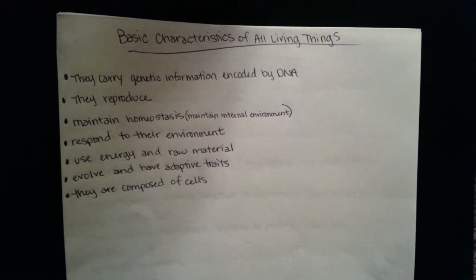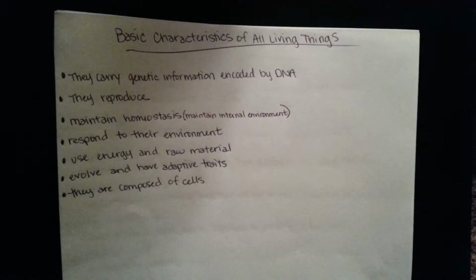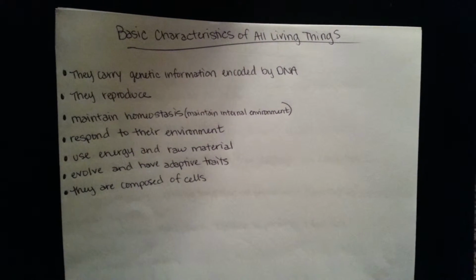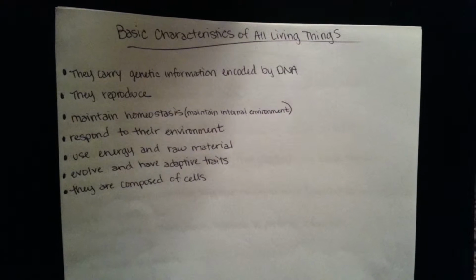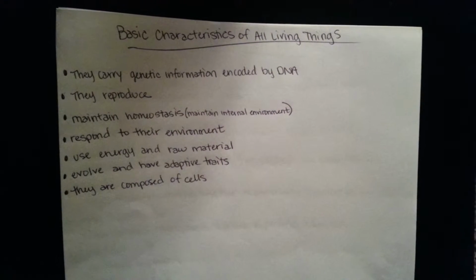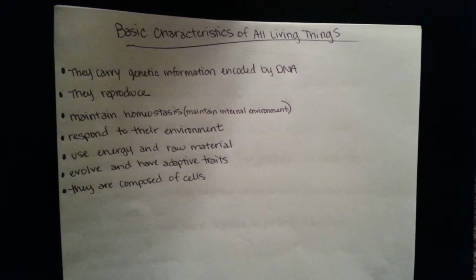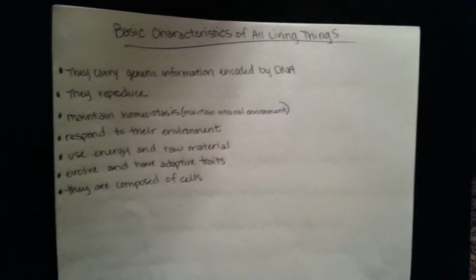The basic characteristics of all living things are that they carry genetic information encoded by DNA, they reproduce, they maintain homeostasis, they respond to their environment, they use energy and raw materials, they evolve and have adaptive traits, and they are composed of cells.